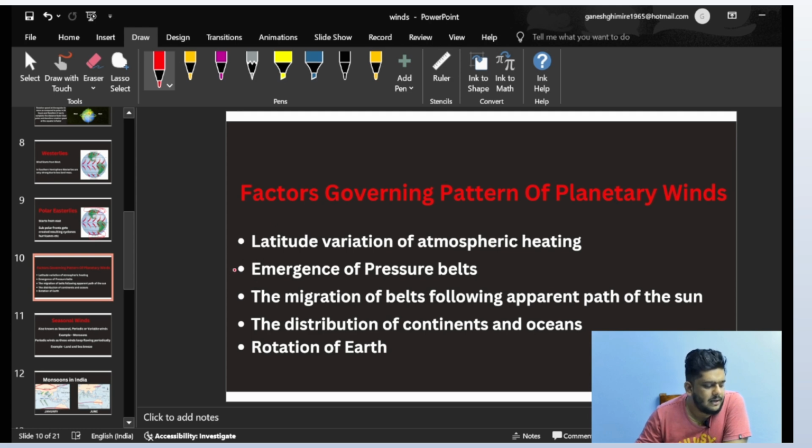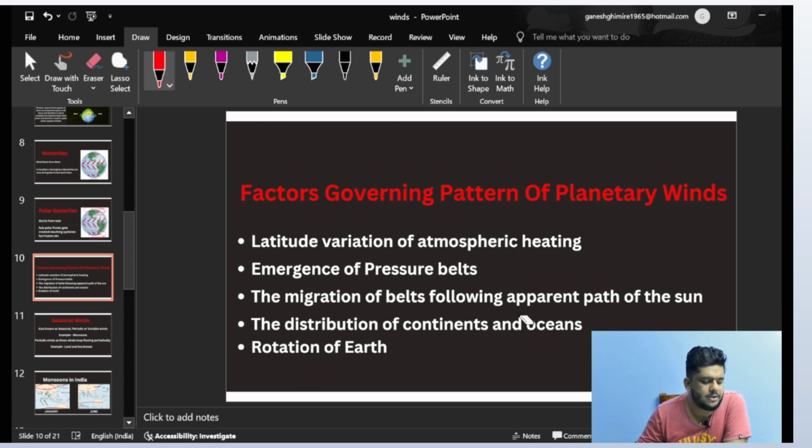Moving ahead to the emergence of pressure belts. We already discussed pressure belts, the low pressure belts and high pressure belts. The migration of belts follows the apparent path of the sun. These belts migrate, that is, they move from one place to another. It is not necessary that if this particular area is a low pressure zone, tomorrow it might not be a high pressure zone. It is not a hard and fast rule that once an area is a low pressure zone, it will remain a low pressure zone throughout its lifetime. No, it does not happen like that.